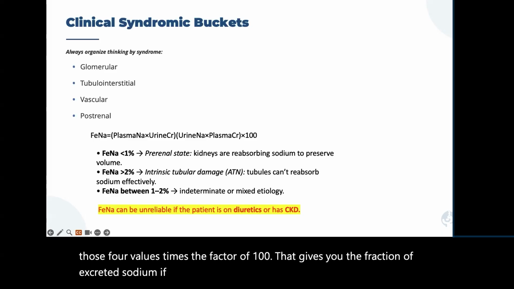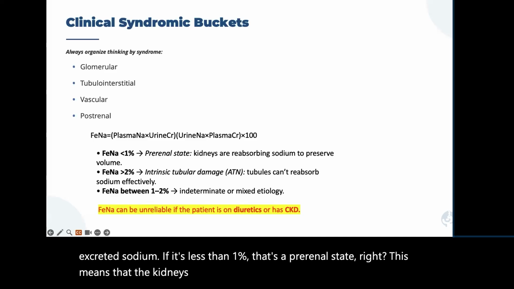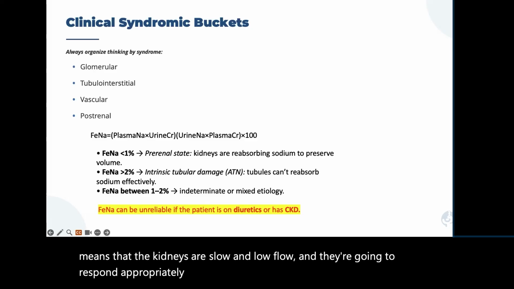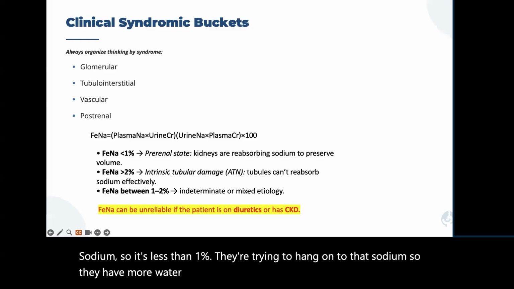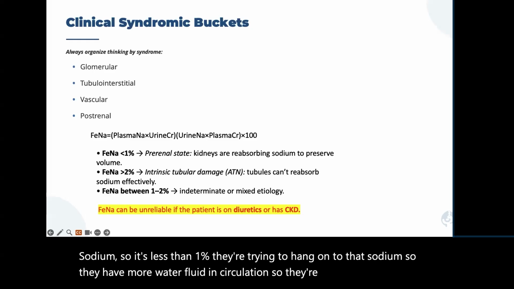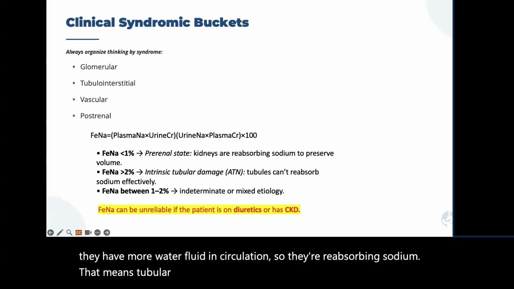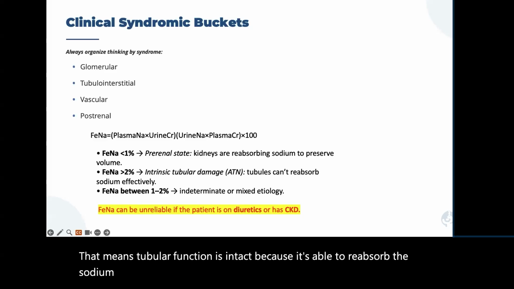If it's less than 1%, that's a prerenal state, right? This means that the kidneys are slow and low flow, and they're going to respond appropriately by reabsorbing sodium. They're trying to hang on to that sodium so they have more fluid in circulation, so they're reabsorbing sodium. That means tubular function is intact because it's able to reabsorb the sodium. So there's less than 1% sodium in the pee.